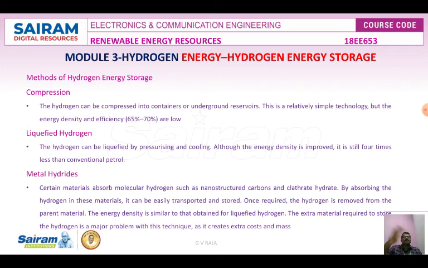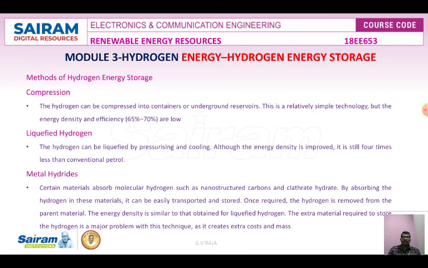Compression means hydrogen can be compressed into a container or underground reservoir. Wherever it is required, we can then use a vehicle for transportation. Liquefied hydrogen means it can be liquefied by pressurizing and cooling, and it can be stored like conventional petrol. We can store it in a tank. Metal hydrides means the material absorbs molecular hydrogen as nanostructured carbons and hydrides. By the absorption and adsorption methods, the hydrogen will be deposited over the material. And also it is very easy to transport and store.